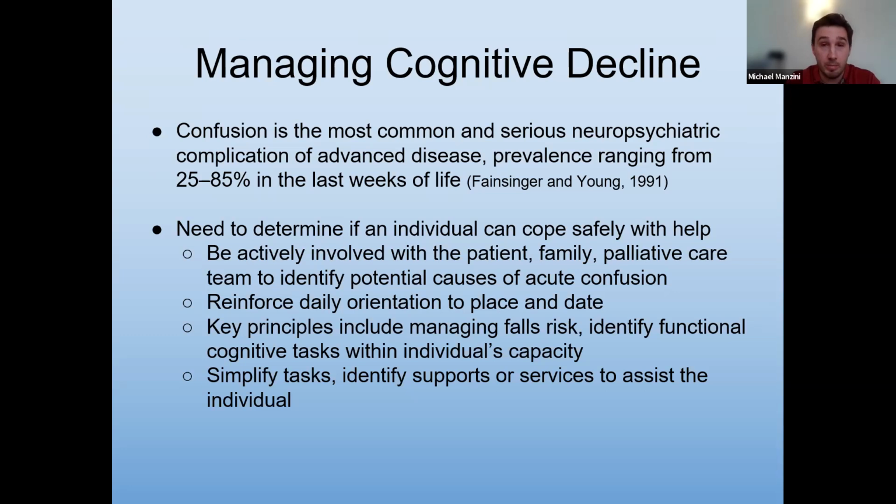So we're often involved with the patient, the family, and the palliative care team to identify, number one, potential causes of acute confusion, whether it's a delirium. We can help in some cases reinforce hydration and provide daily orientation on the unit. So that's orientation to where they are, who they are, the dates. Key principles often include, again, falls management. We see a lot of impulsivity or agitation sometimes in end of life. We'll identify cognitive tasks that are within their capacity, what they can consent to, what they are able to follow in terms of directions of care.